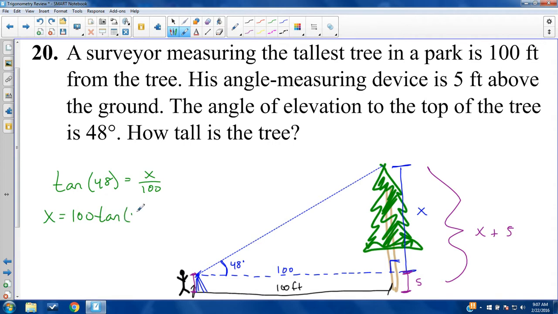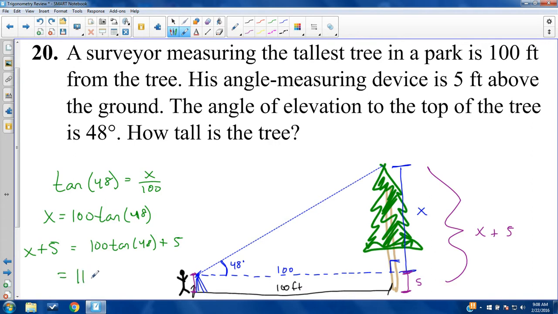Now I could write out my answer right now, and in fact, even if I rounded it right now, it really wouldn't matter because all I'm doing is adding 5, not 5 point something. But get in the habit of getting exact answers first. If I want to add 5 to both sides to get my exact answer, plus 5, to get my exact height right here and to round straight from there, I'll go ahead and do that. So let's type in the calculator, 100 times tangent of 48, close parentheses, hit plus 5.